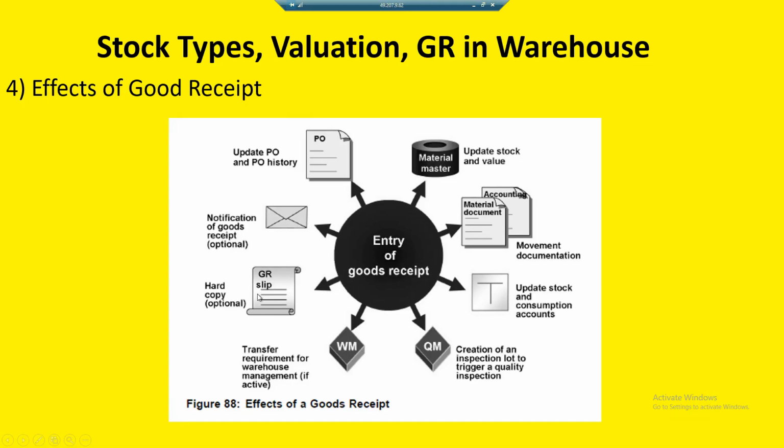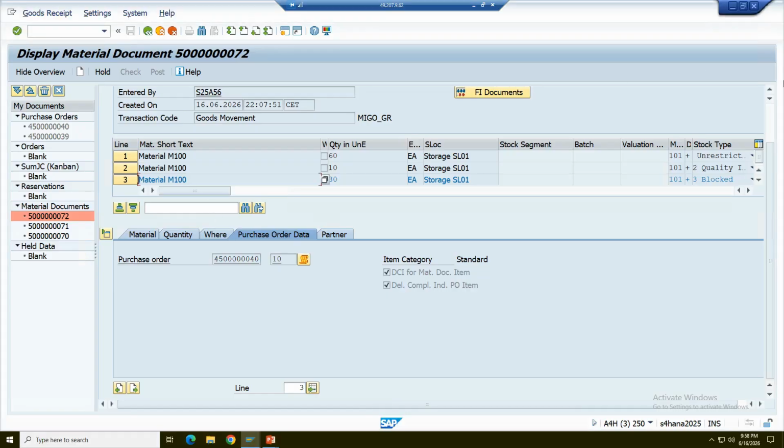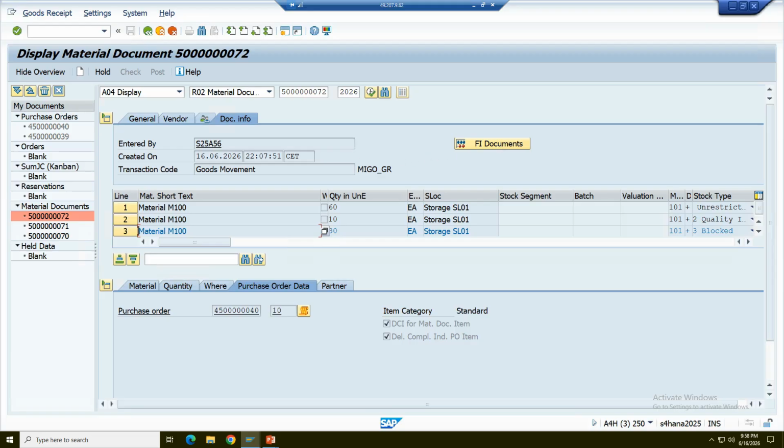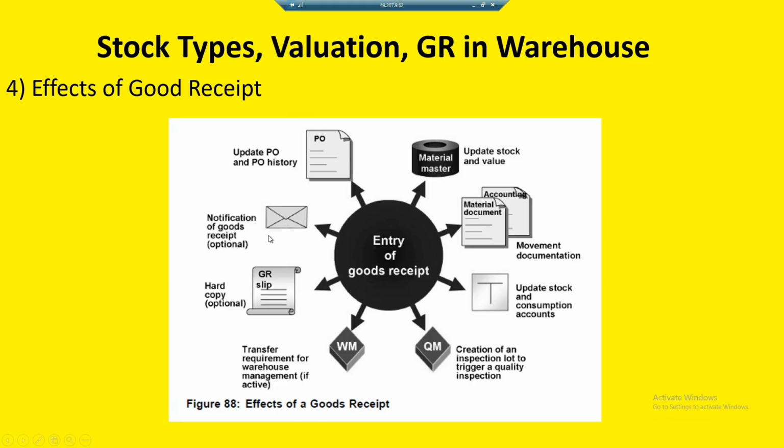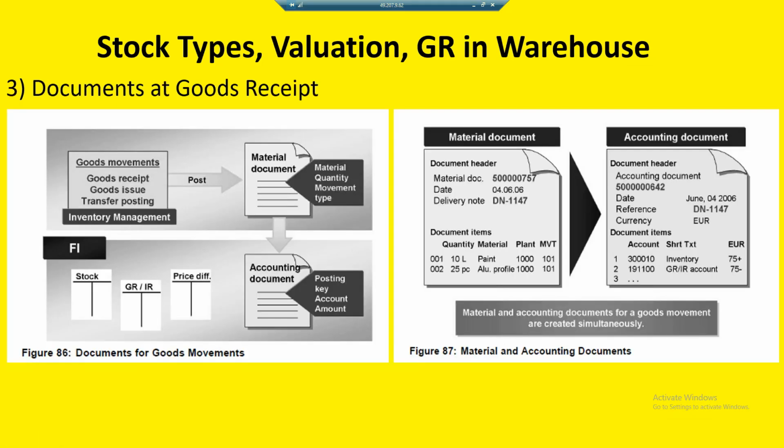PR slip. PR slip is also generated. But you have to choose here. PR slip we have not selected, but it will happen. That I'll show you in other videos. Okay. Now notification to goods receipt. This we can set up. Whenever there is a goods receipt, the buyer will get notified with a goods receipt email. That we can set up. That I'll show you when I'm working with message determination for goods receipt. With this, we conclude the stock types, valuation, documents at goods receipt and effects of goods receipt.